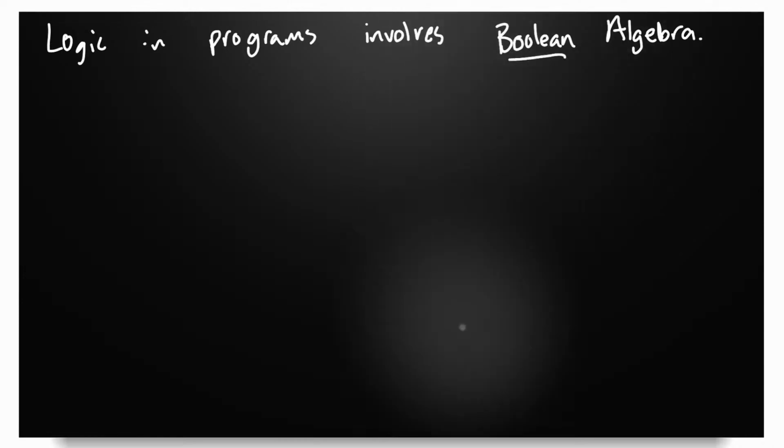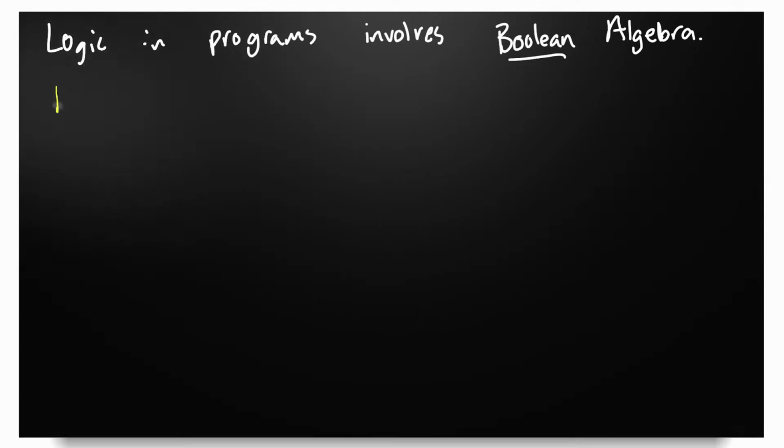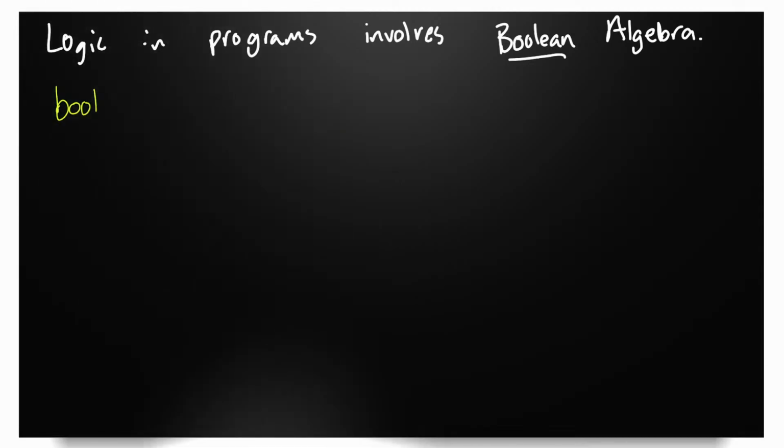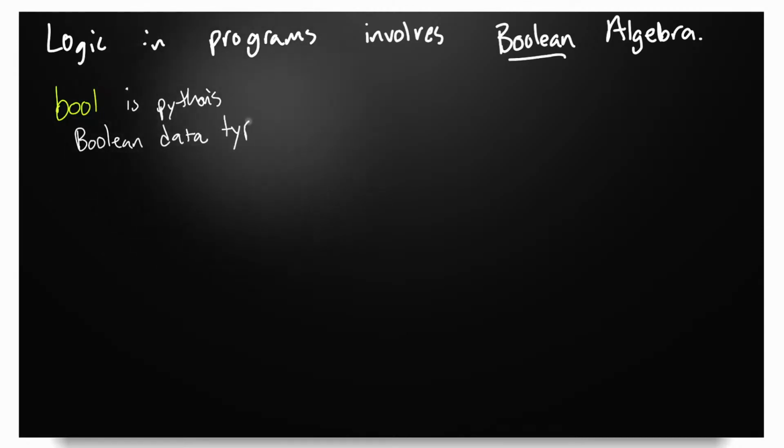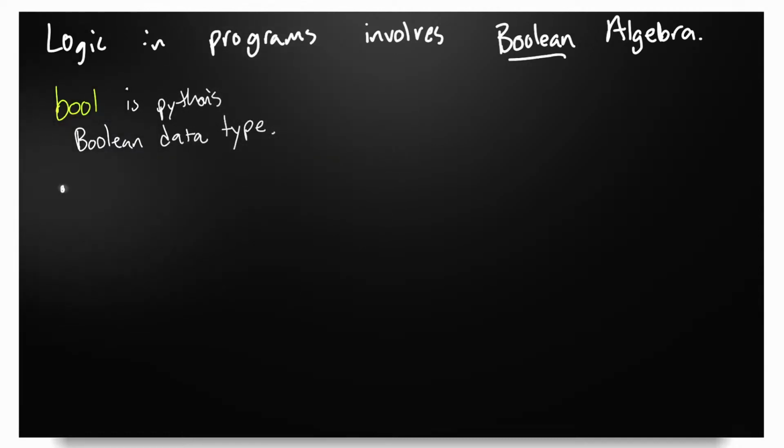In Python, what we're going to see is that the keyword bool is the data type that we will use in Python. So bool is Python's Boolean data type, and that's a lowercase b-o-o-l. And just like we have integers and floats and strings, bool is a data type. We can have variables that are typed as bool, and there are literals as well. So there are two literals with Boolean.